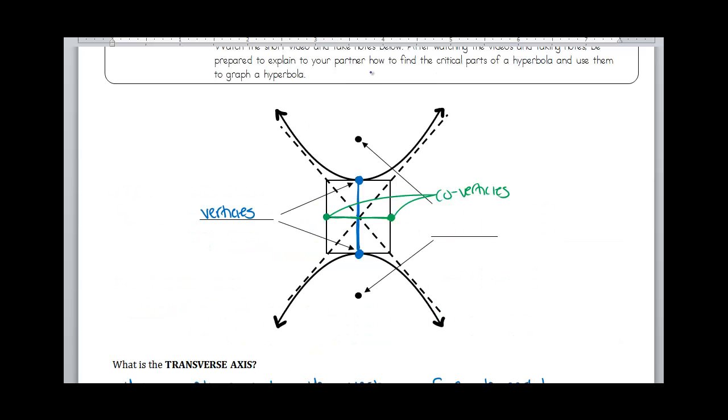Now, where these two axes intersect in the middle is still called our center. And the two dots inside the curve are still called our foci, or plural for focus. Again, I'd like to point out that these are still inside the curve, and for a hyperbola, that means they are going to be a greater distance away from the center than our vertices.